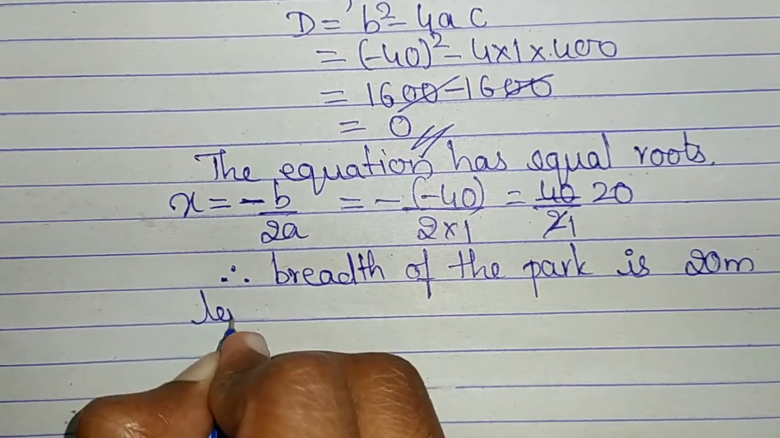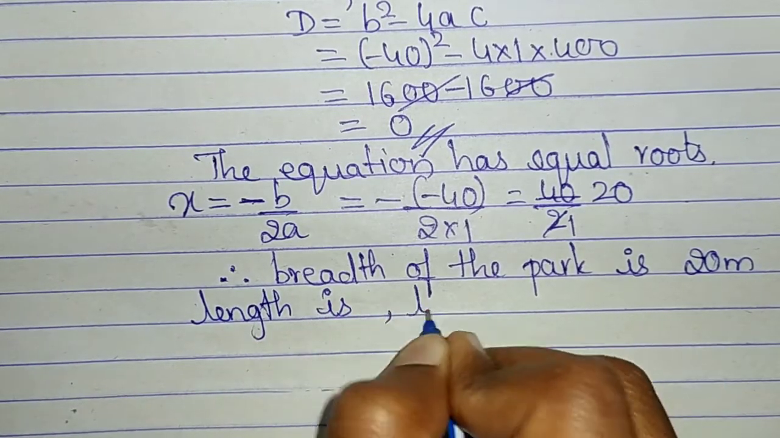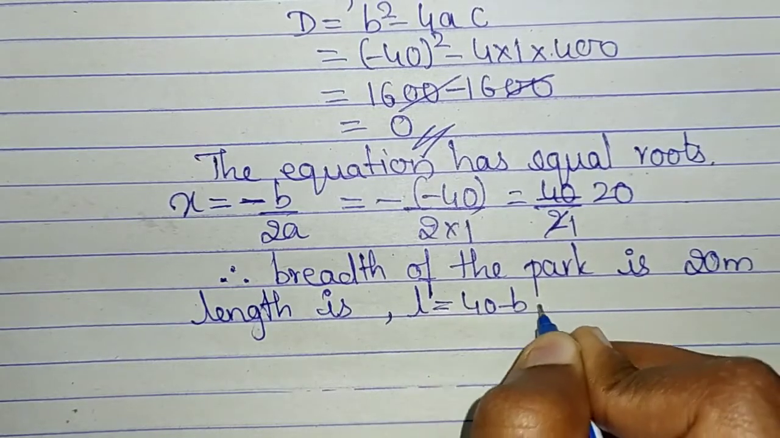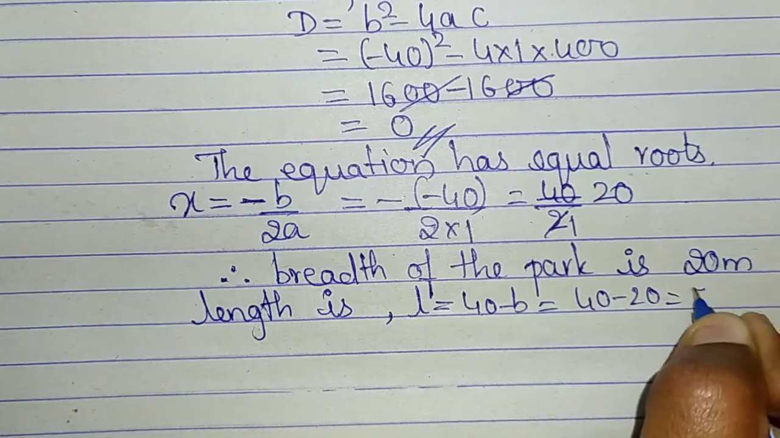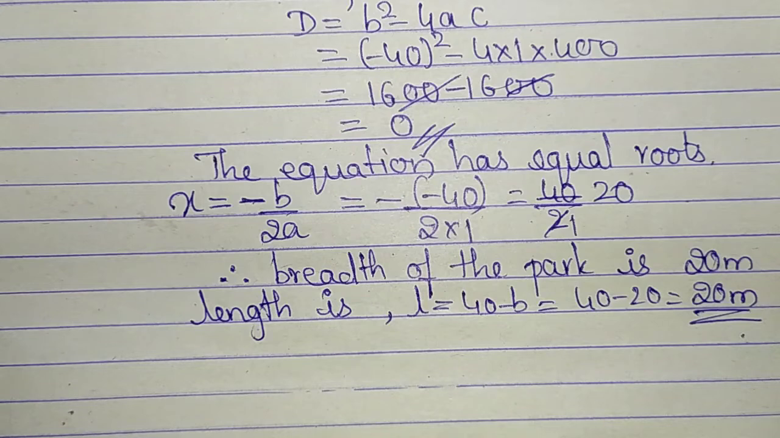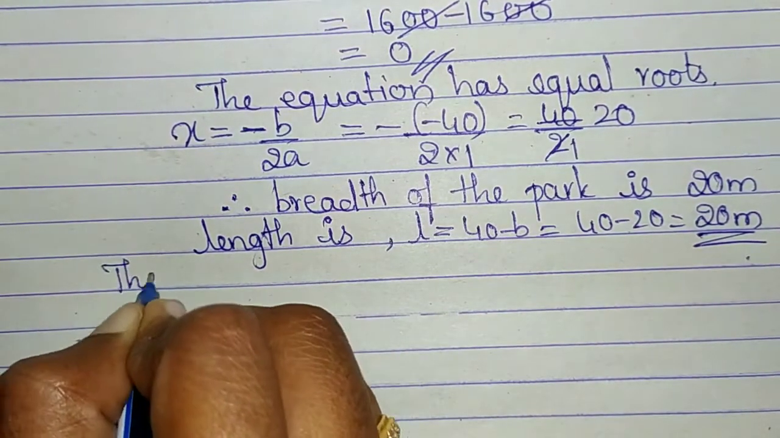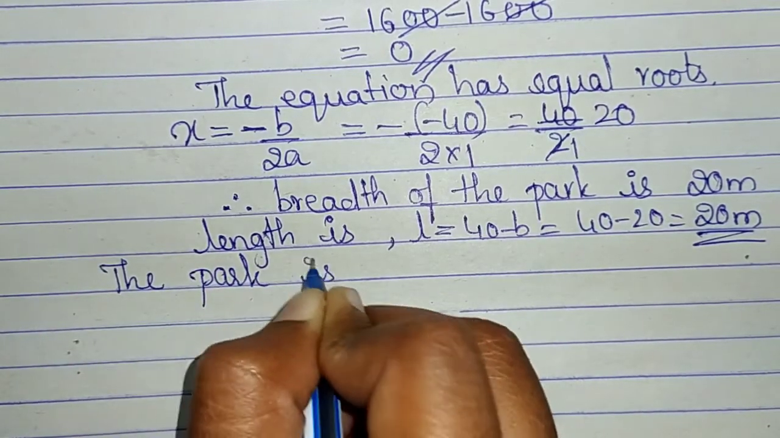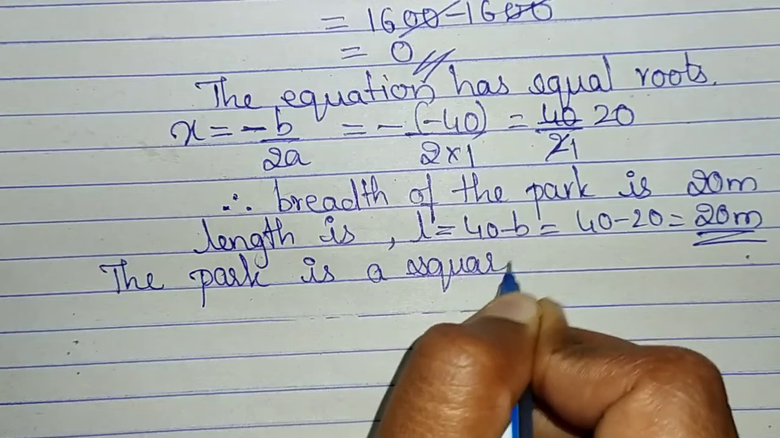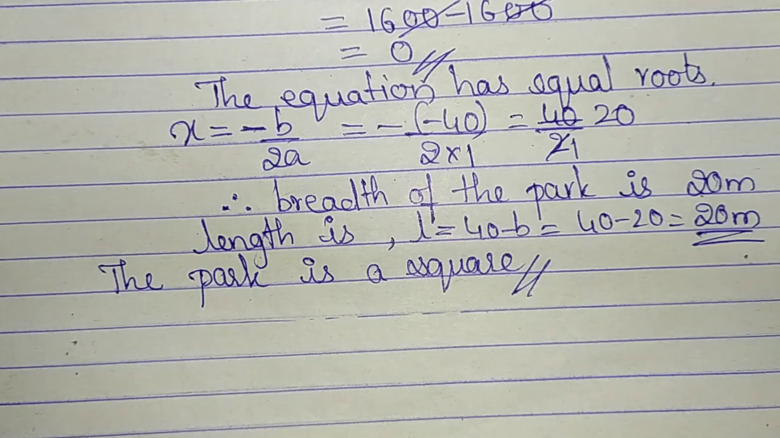Then the length: we knew that length is 40 minus breadth. Length L is equal to 40 minus b, which is equal to 40 minus 20, which is equal to 20 meters once again. So the park is not a rectangle, but it is a square. From the given conditions we do not get a rectangular park, but we get a square park, because both length and breadth are equal to one another. So this completes your chapter, quadratic equations. Thank you.